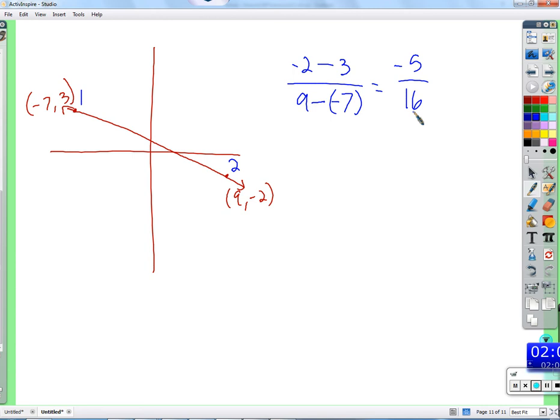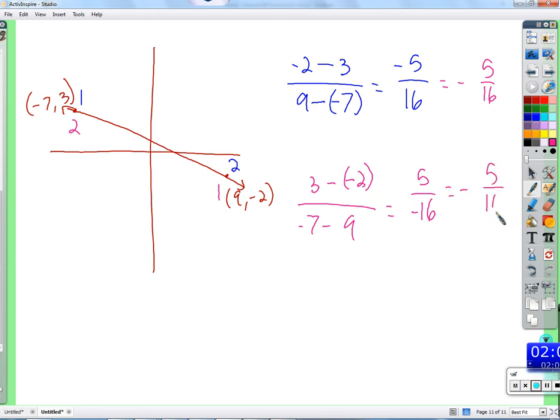Did you get 5 and 16? Okay. I thought maybe you called this one and this two. Well, that's still going to be 5. Let's see what happens. Now this is 2, so we'll go 3 minus negative 2, right? Over negative 7 minus 9. Three plus two is 5, and negative 7 minus 9 is negative 16. So 5 over 16, and a positive divided by a negative is negative. So either way, 5 sixteenths, a number that's 5 sixteenths to the left of 0. They're both negative 5 sixteenths.